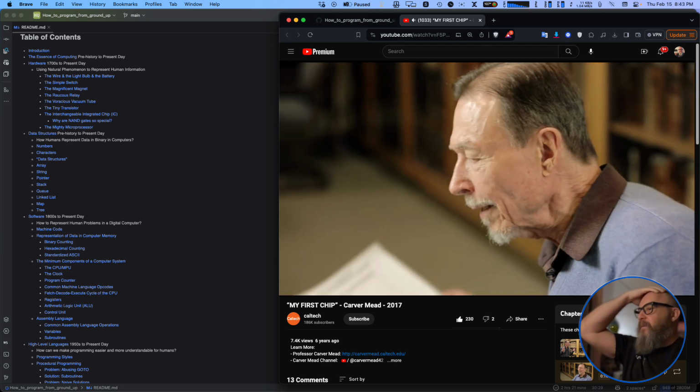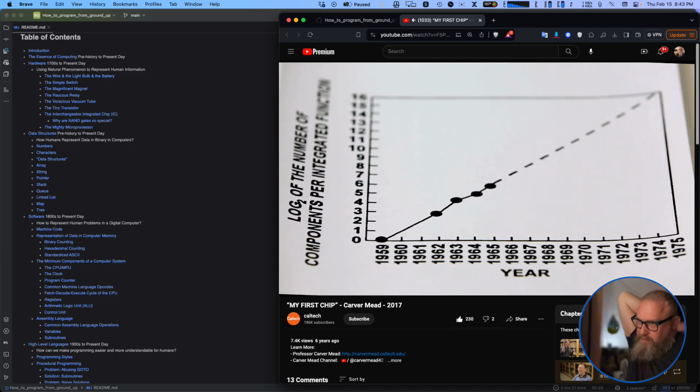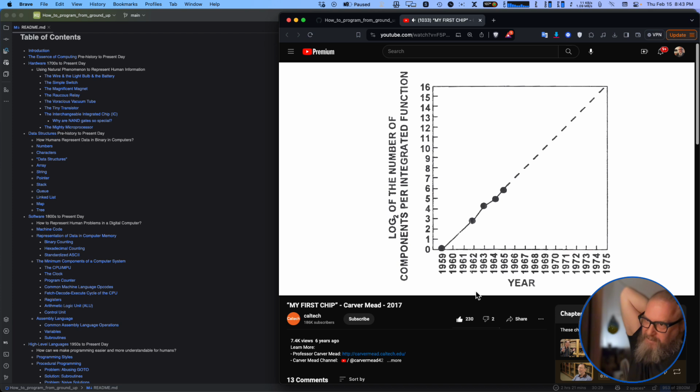So what did he do? He plotted how many transistors there were on each of those as a function of the year. And he made a log plot. Just the log to the base 2, of course, because it's Gordon, as a function of the year. And he noticed it's a straight line. And he just extrapolated that.